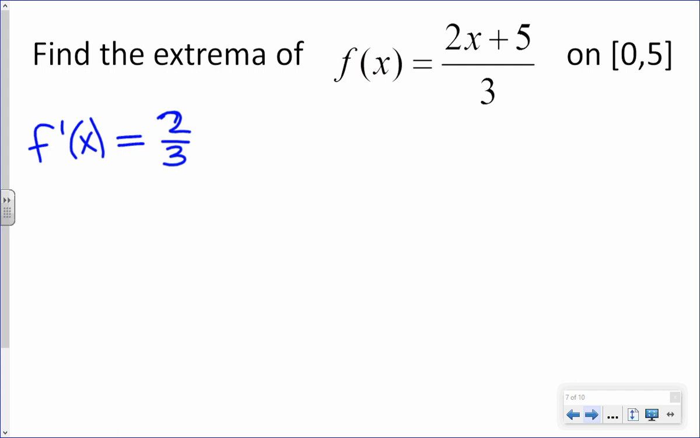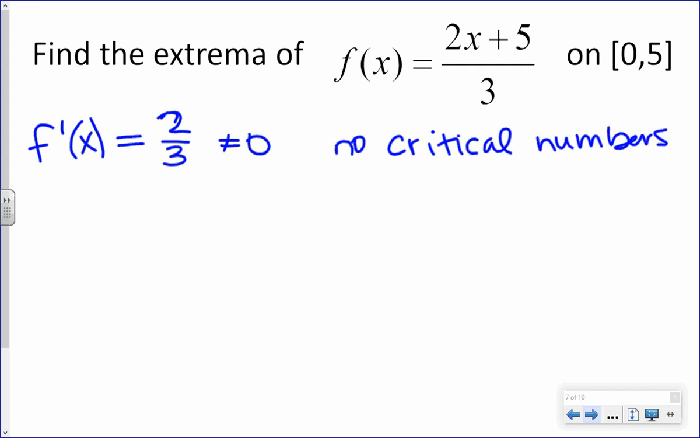Now, we need to look at where the derivative is 0 or undefined. Can 2/3 ever equal 0? Can 2/3 ever be undefined? So this can't equal 0 or undefined. So we do not have any critical numbers. Basically we just need to look at what the endpoints are. We have a line. Which one's the lowest, which one's the highest?